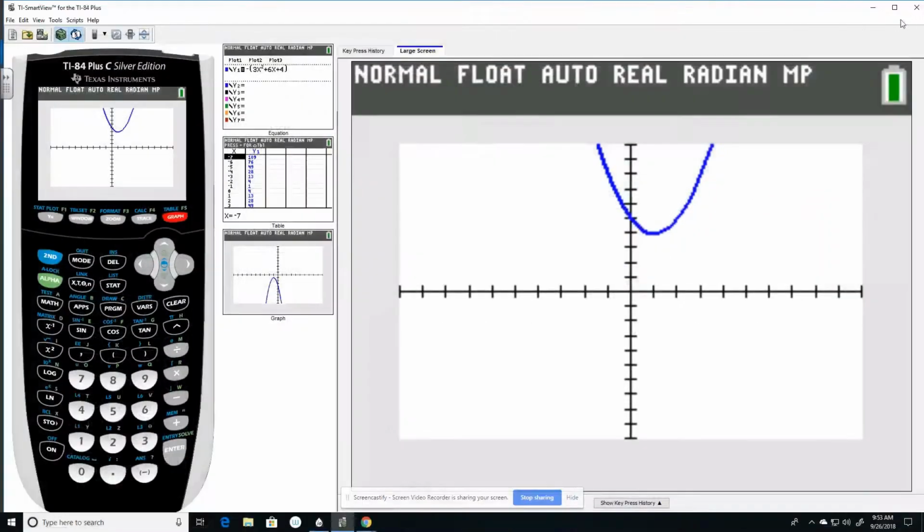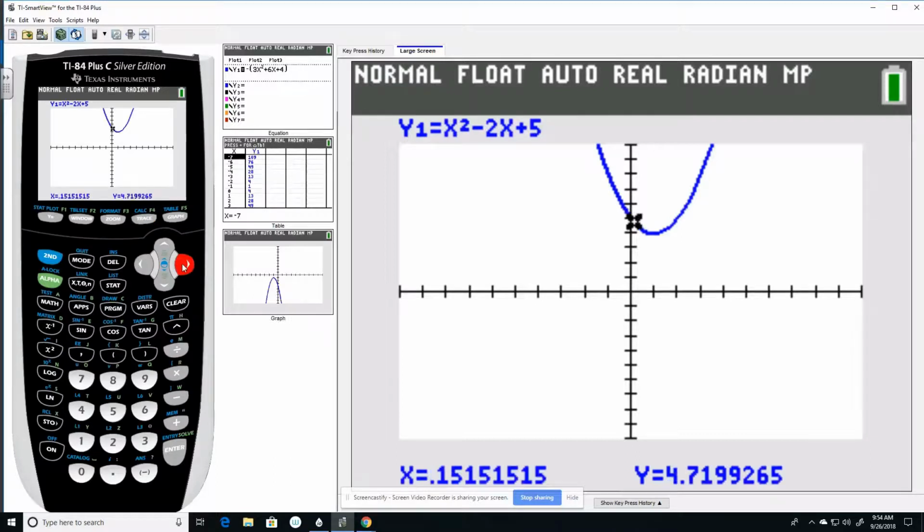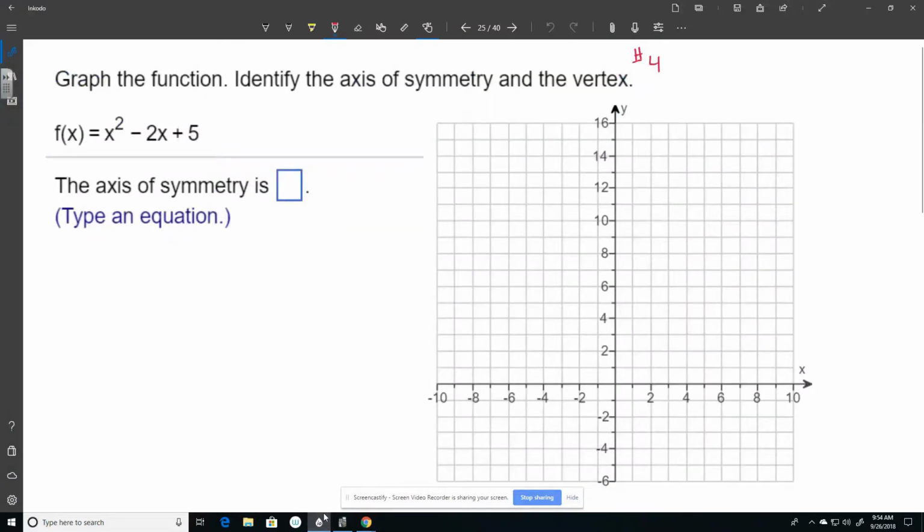I can double check that. I can hit trace and I can follow this and look for my vertex, which is right here at about 1 and right here at about 4. So I'm pretty comfortable with that answer, that my vertex is going to be 1 over and up 4. My vertex is going to be right there. That's good information to know. I don't use that quite yet.